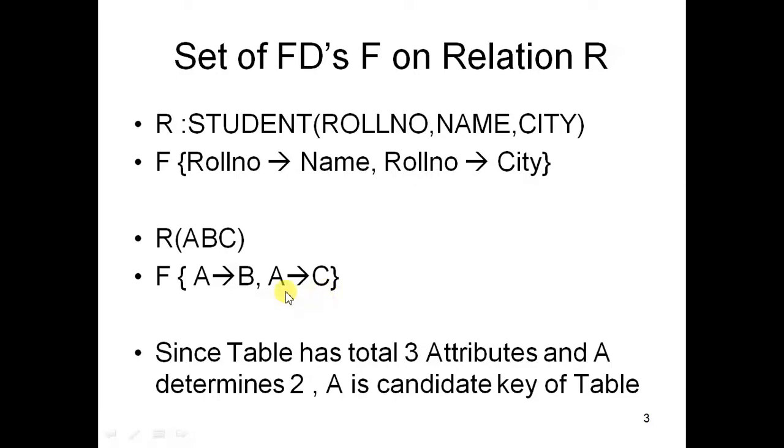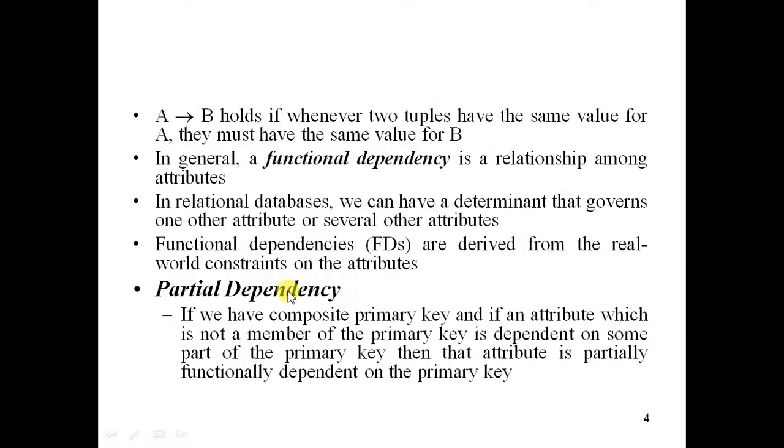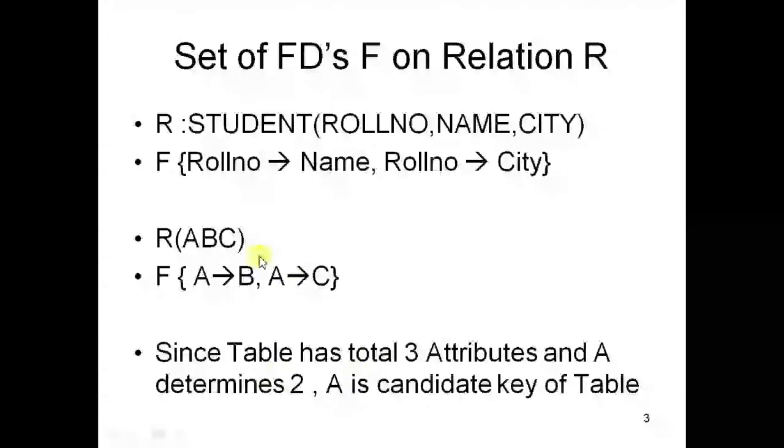Now please listen very carefully. This is a simple example, then we will move ahead. The above relation R has a total of 3 attributes: A, B and C. And there are two FDs: A determines B and A determines C. So out of these 3 attributes, 2 are dependent on A. It means A is the candidate key of the table.